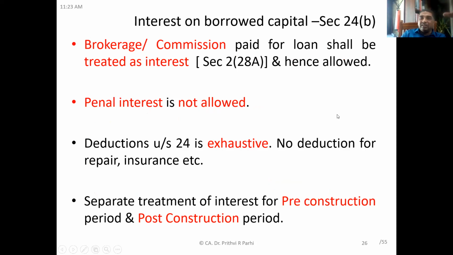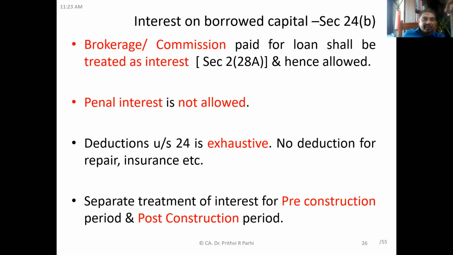Similarly, brokerage commission paid on the loan shall be treated as interest. So bankers charge some processing fees. That will be allowed. But penal interest will not be allowed. Penal interest is not for the construction, repair, or renovation of the house. It is for your delay in interest payment. Penal interest is not allowed. But brokerage commissions are treated as interest and will be allowed.